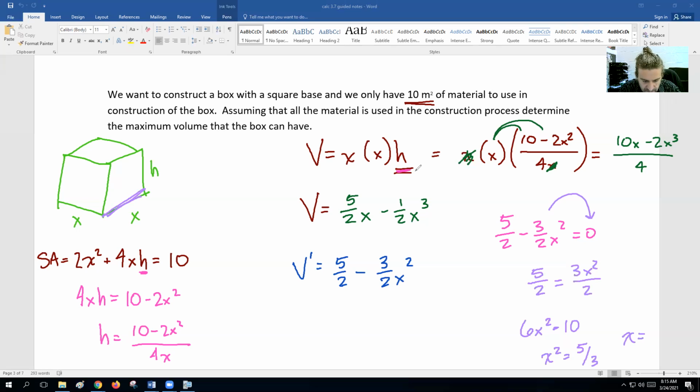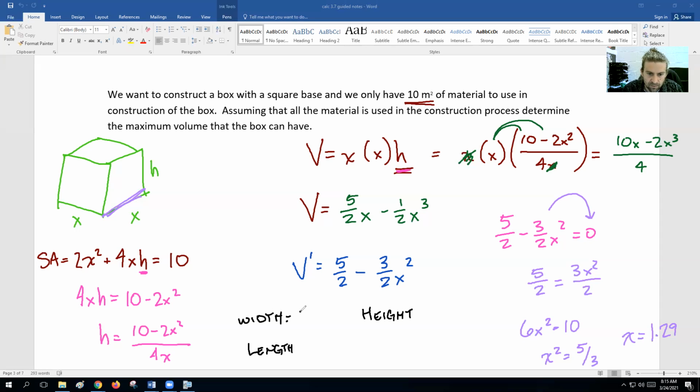All right, so what's the square root of 5 over 3? Now, if we wanted to, we could put radical 15 over 3, I think is the correct answer. But the square root of 5 over 3 decimal-wise is about 1.29. All right, so we're going to go through and determine the dimensions. What's the width? What's the length? And then what's the height?